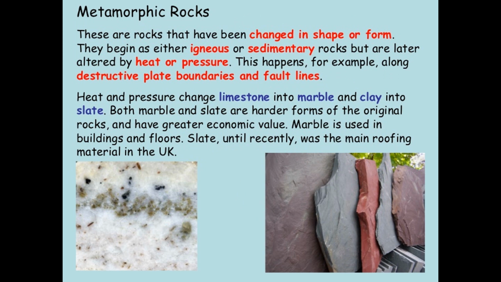Then the final type of rock is metamorphic rocks. These are rocks that have been changed in shape or form. They begin as either igneous or sedimentary rocks, but are later altered by heat or pressure. And this happens, for example, along destructive plate boundaries and fault lines. Heat and pressure change limestone into marble and clay into slate. Both marble and slate are harder forms of the original rocks and have greater economic value. And then marble is used in buildings and floors.